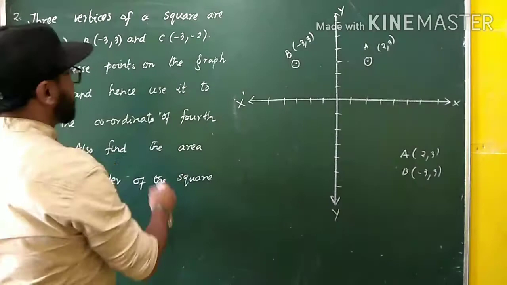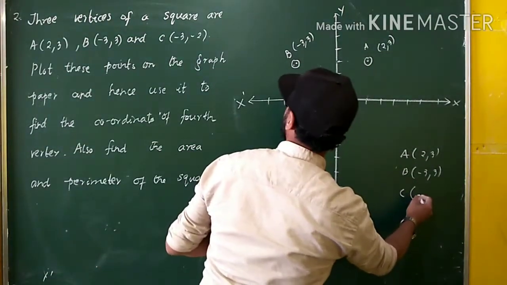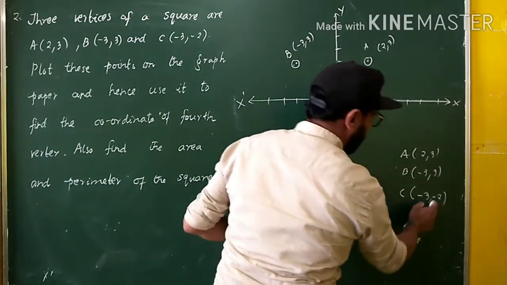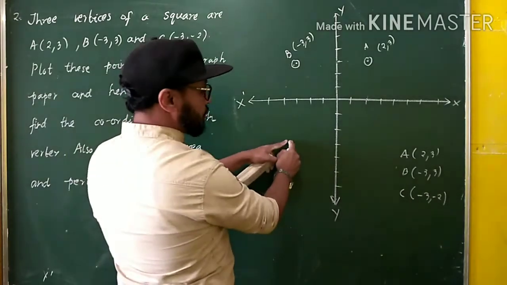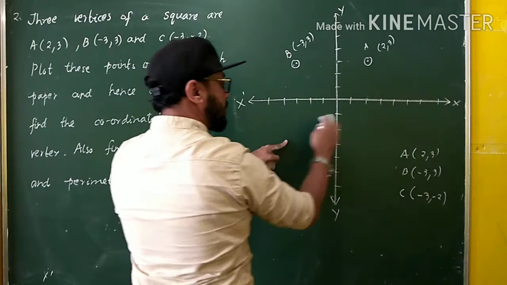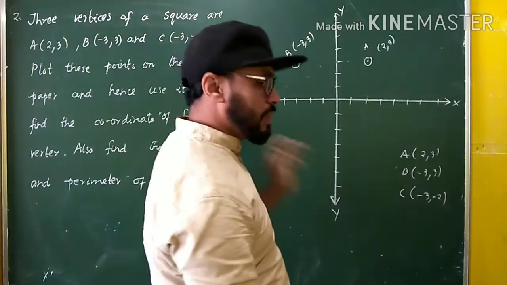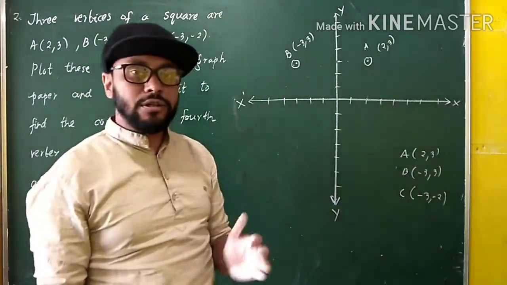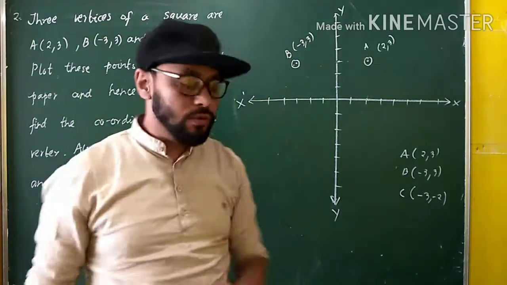Okay? Similarly, the coordinate of C is minus 3 comma minus 2. Now both are negative, so this will lie in the third quadrant. See, we have to go to the left hand side. First quadrant, second quadrant, third quadrant and fourth quadrant. So I'm repeating it once again: all these related terms are explained in the first video, so please go through the first video.